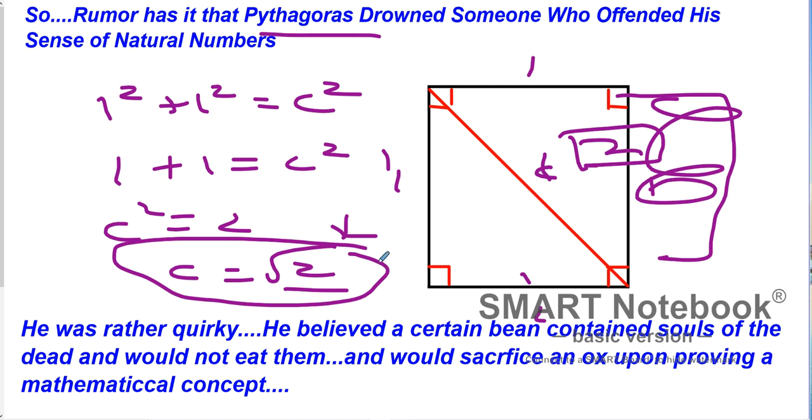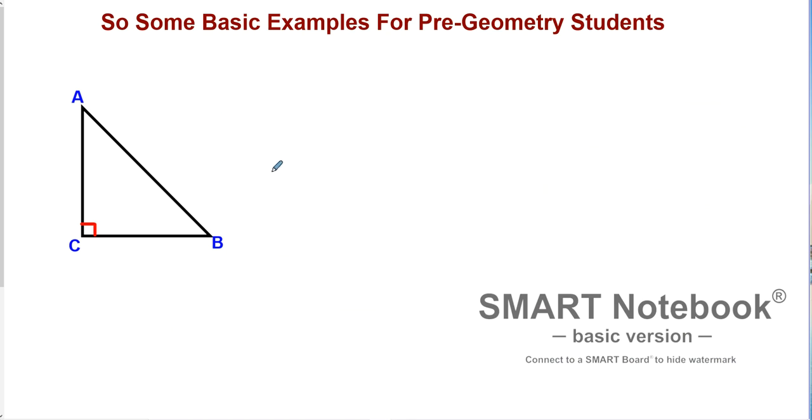Pythagoras drowned somebody. That's legend. Okay, but he was also another kind of a nutcase. Well, I wouldn't call him nutcase. Maybe he was, probably, because he avoided beans because they thought they were possessed by souls. And he would kill a poor ox every time they came up with something cool in mathematics.